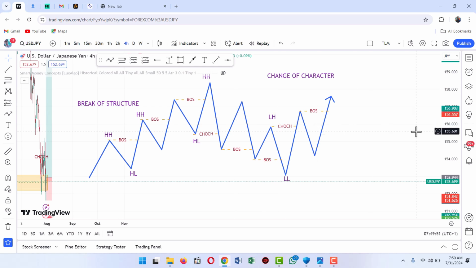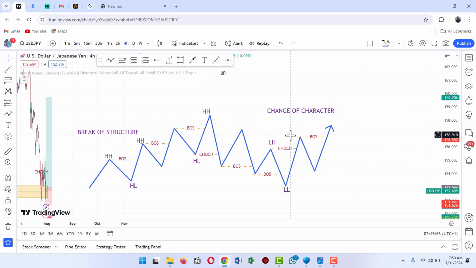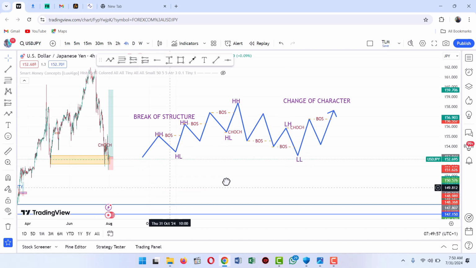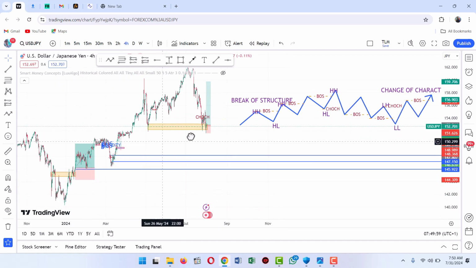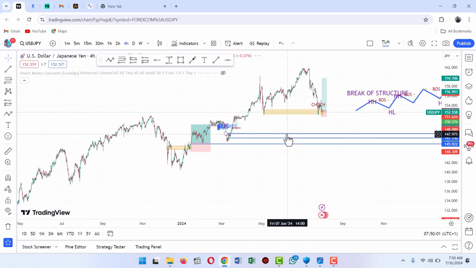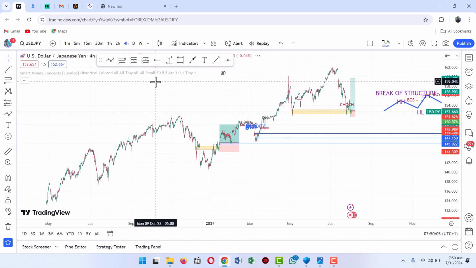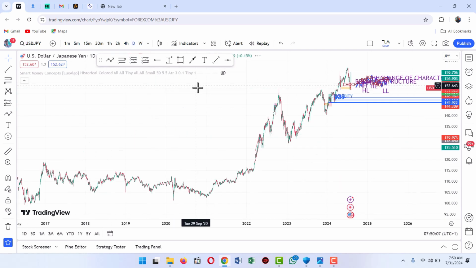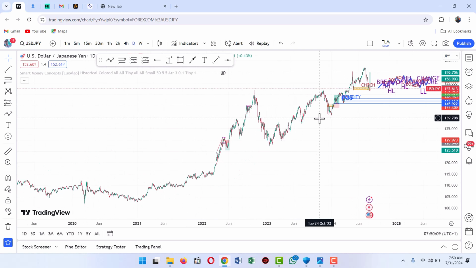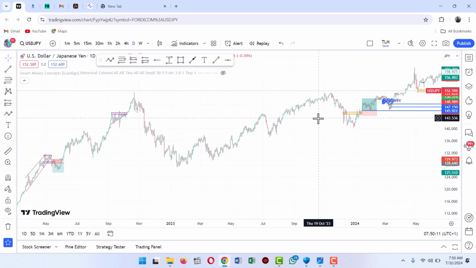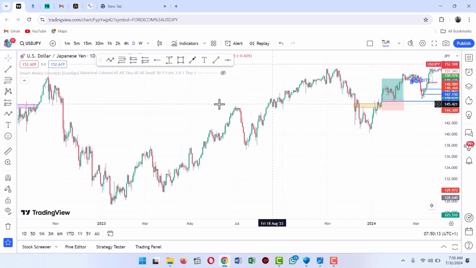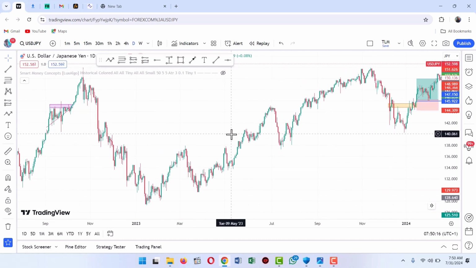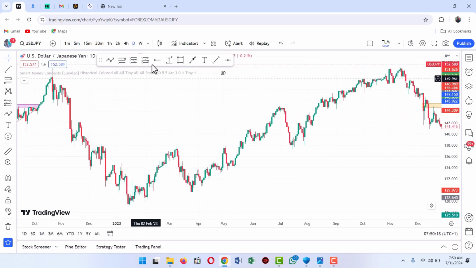Now, let me quickly show us an example of this in a live chart. In this live chart, you can see that we are in the 4 hours time frame. I want to go up to the daily time frame. If you look at the daily time frame, you can also read that even here. Can you see that we have break of structures at these areas?